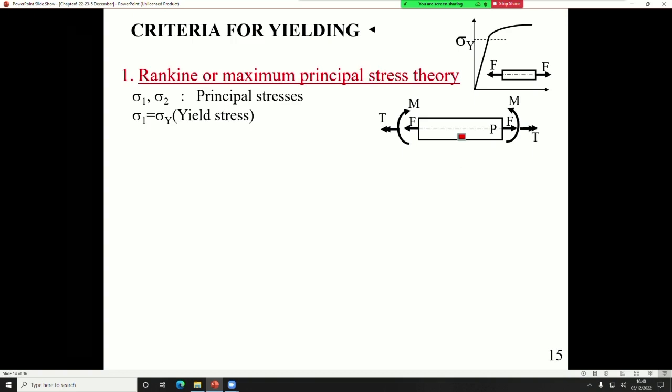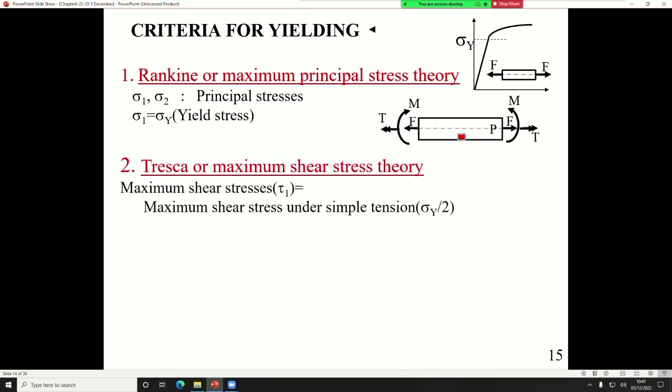The first one is Rankine, or maximum principal stress theory. What we do at this position is find the maximum principal stress, and then compare it with the yield stress of the material. If it's equal to the yield stress or higher than that, obviously the material has already failed, so we have to redesign whatever we've done. So based on the Rankine or maximum principal stress theory, whichever inspection point you have, the principal stress in that location must be less than the yield stress of the material.